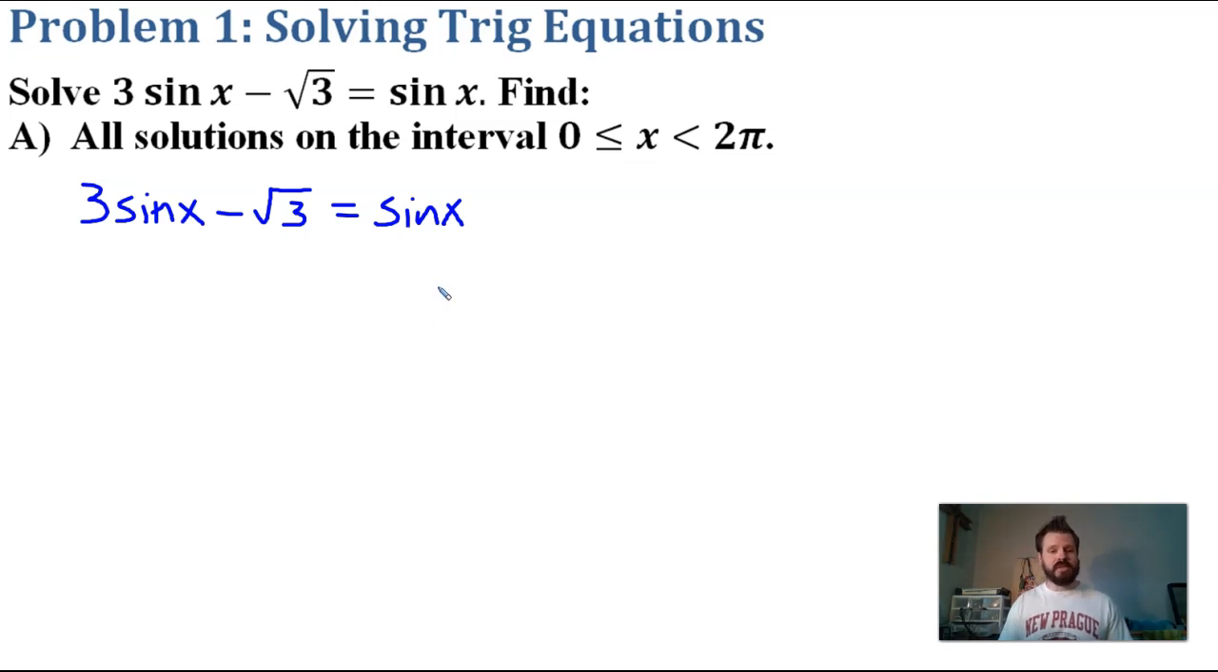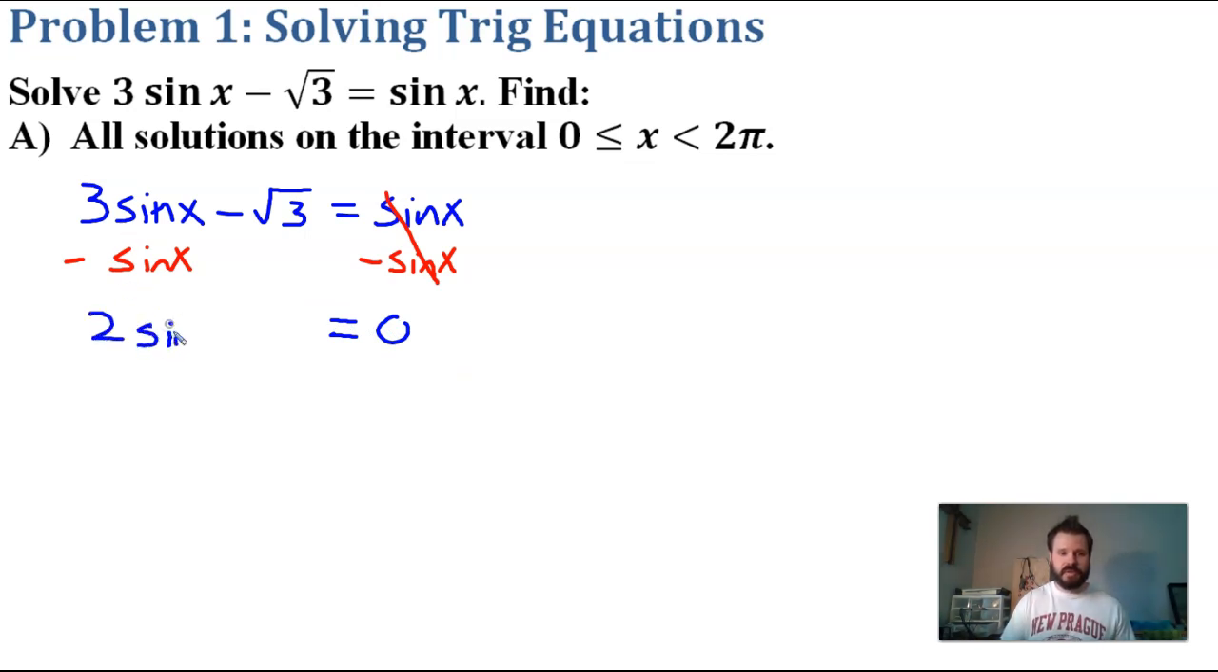So for that, I'm going to get everything with an x on it on the same side of the equation, just like if there weren't any sines in here. So I'm going to subtract sine x from both sides. That's going to leave me with a 0 on the right, and then 3 sine x minus sine x will just be a 2 sine x on the left, and then still minus the root 3.